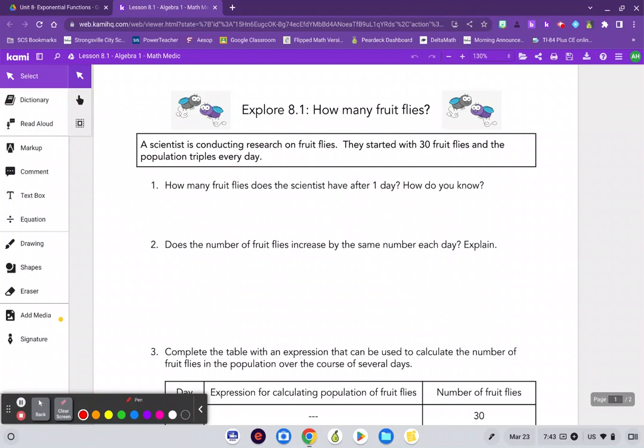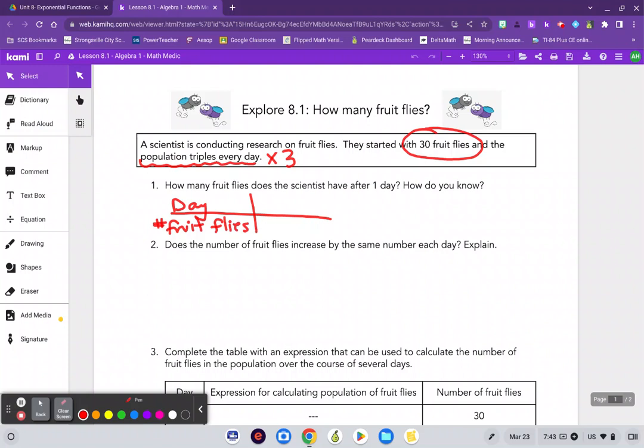So I have to go back up to this box and think, okay, there's 30 fruit flies to start and the population triples every day. And triple means multiplying by 3. And so on day 0, I'm actually going to make a table. I feel like making tables has been super helpful this year. And I'm going to have days and number of fruit flies.